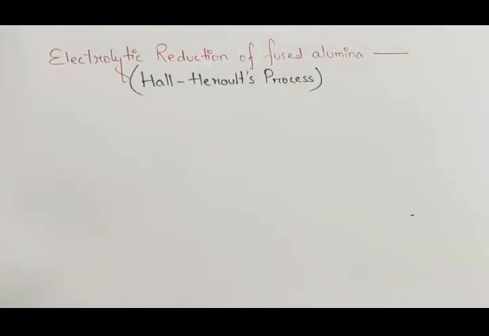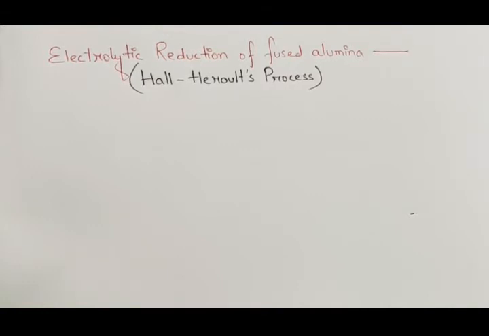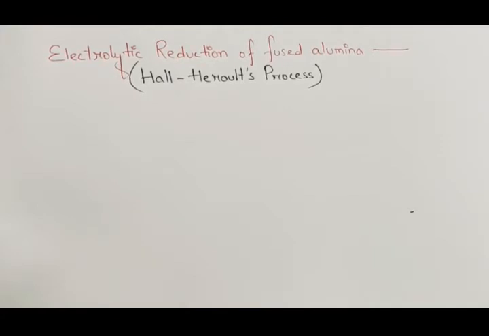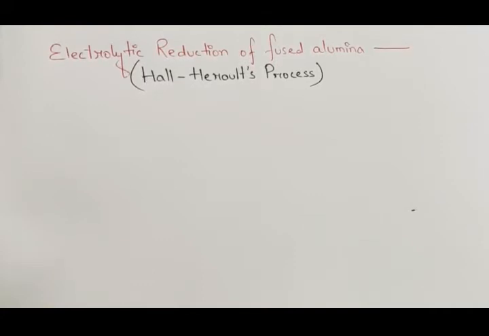So in the Hall-Héroult's process, the electrolytic cell consists of a rectangular iron tank with a sloping bottom, and the tank is lined with gas carbon. And in the electrolyte, the mixture contains 3 different compounds, that is 20% of alumina, 60% of cryolite, and 20% of fluorspar. And to this molten mixture, powdered coke is added over the surface of the electrolyte, and the temperature of the molten electrolyte is kept around 950 degrees Celsius by electrical heating.